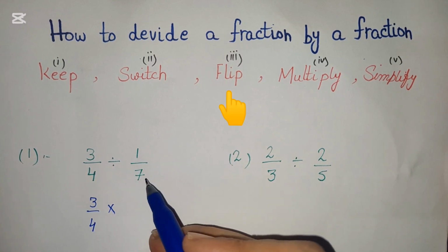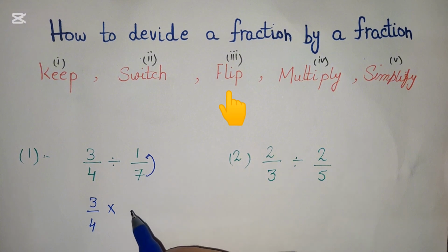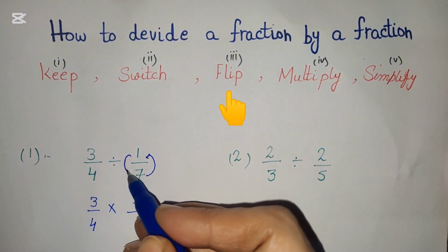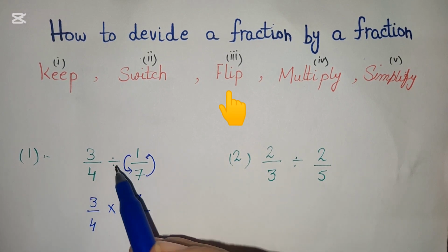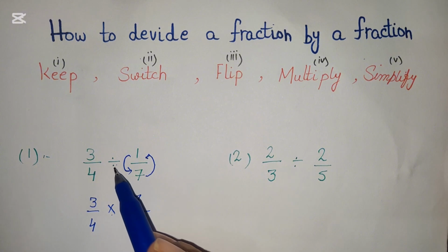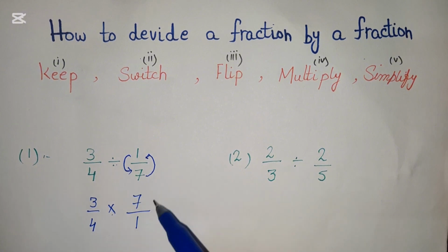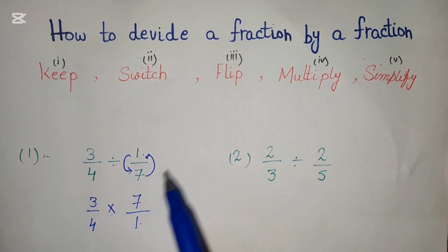Next step is flip. Flip means you will write the denominator in the numerator, which means 7, and the numerator is going to be the denominator, which means 1. When you apply the multiplication sign instead of the division sign, the next fraction will flip to its reciprocal. 7 by 1 is the reciprocal of 1 over 7.